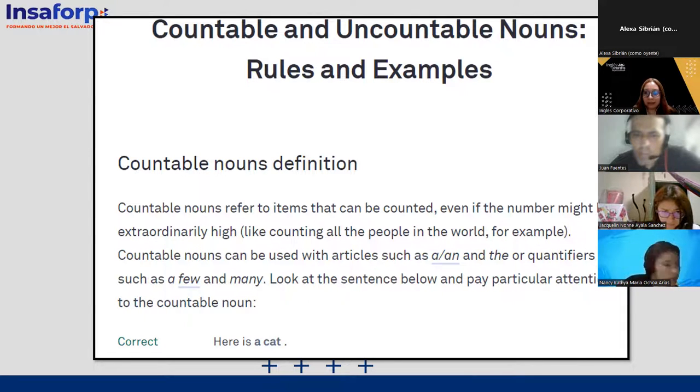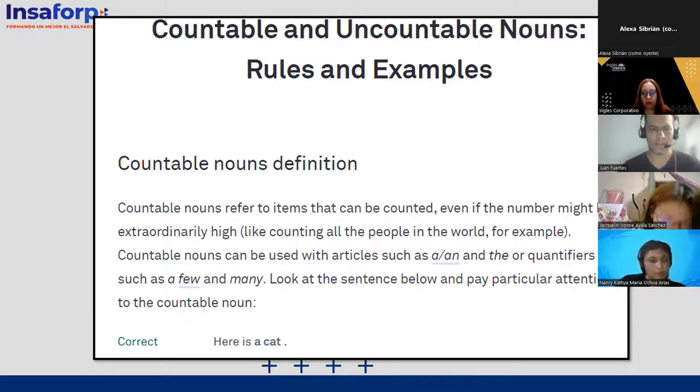Este es para cosas más generales o específicas, según quieran ustedes verlo. Por ejemplo, here is a cat. Aquí hay un gato. Here is a cat. Aquí está un gato. Right? O les puedo decir, por ejemplo, the workers are in the office. Los trabajadores están en la oficina. The workers are in the office. Right? The workers. Okay? Nos dice que podemos usar quantifiers para identificarlos, las cosas que son contables.